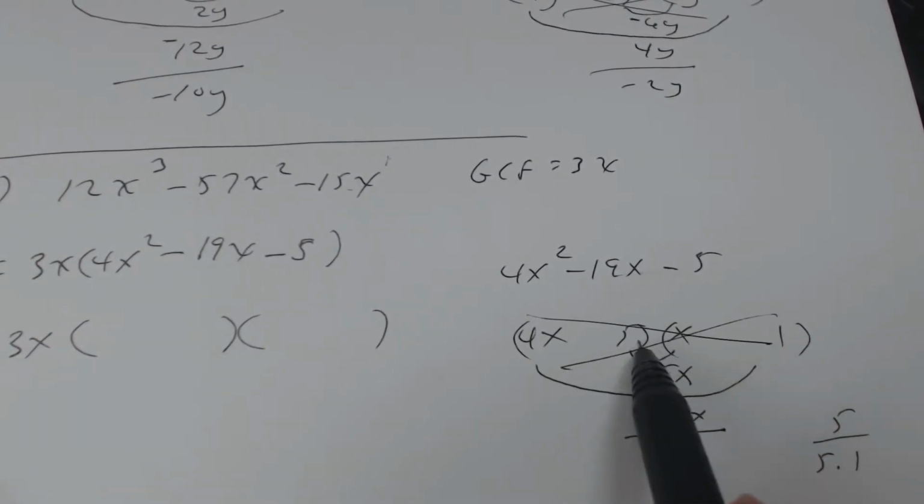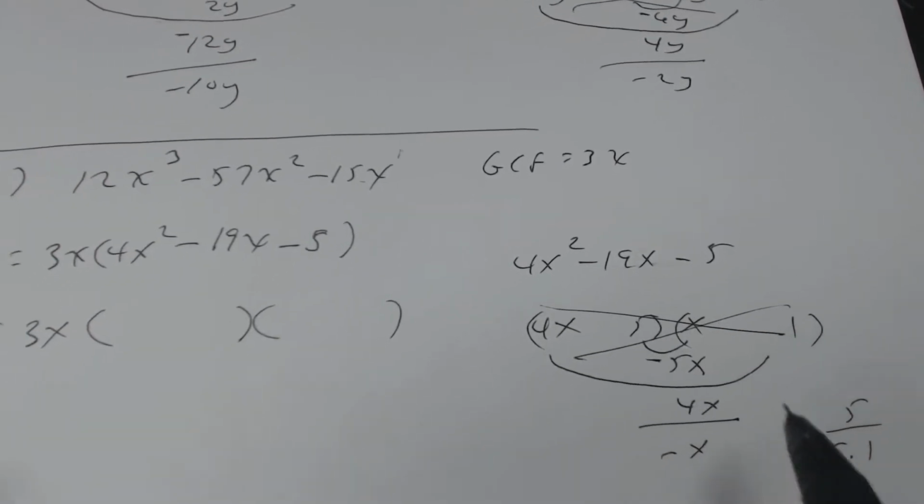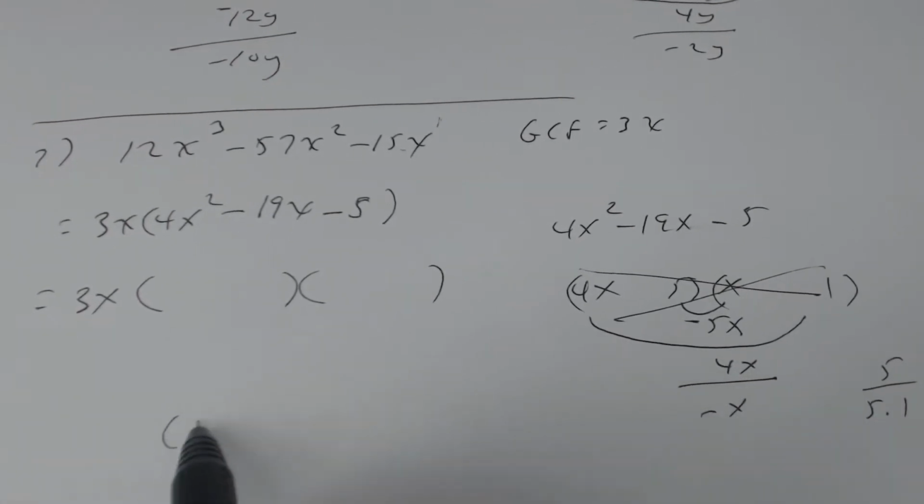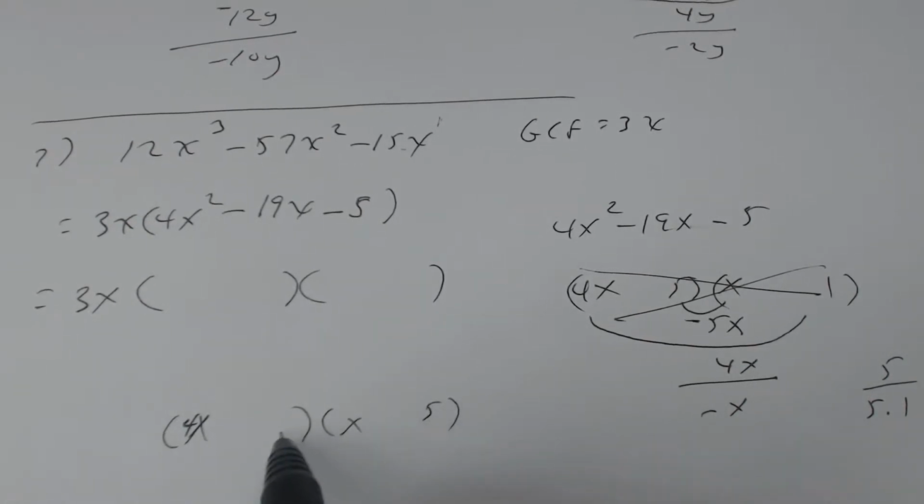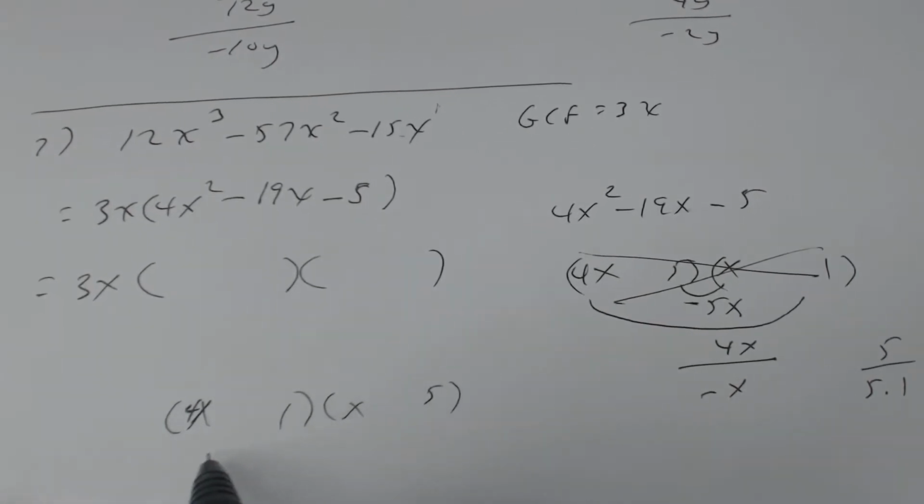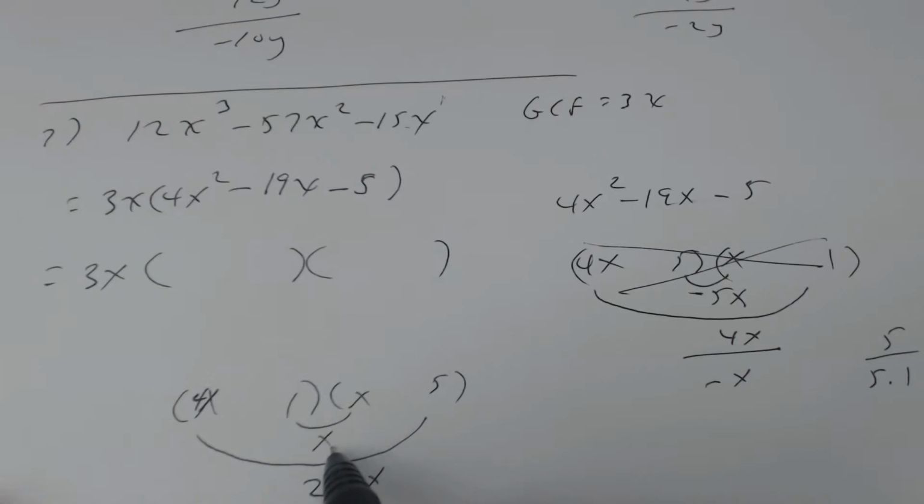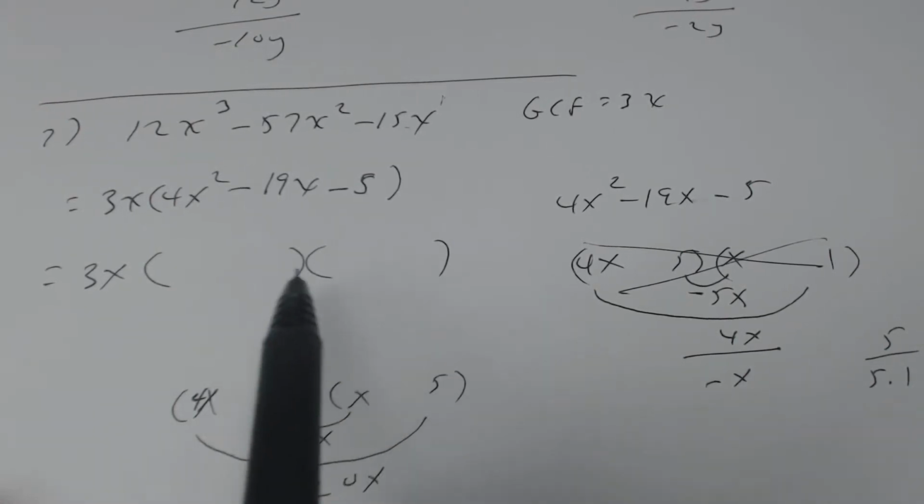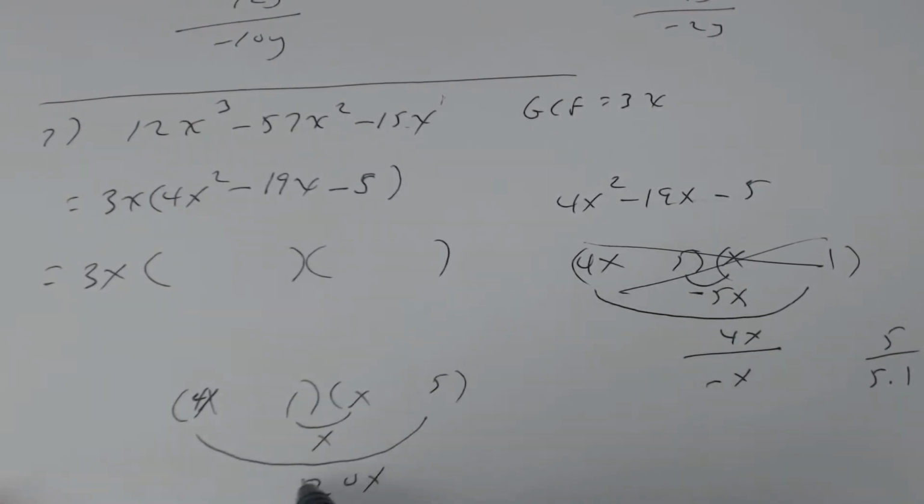So that didn't work. So maybe switching the 5 and the 1. Let's see what happens. So let's put again 4x and then x. So this time we're going to say 5 here, 1 there. So let's see what happens. The outer is 20x this time. 4x times 5 is 20x. The inner is x. The larger of these will take that middle sign, so that's negative.